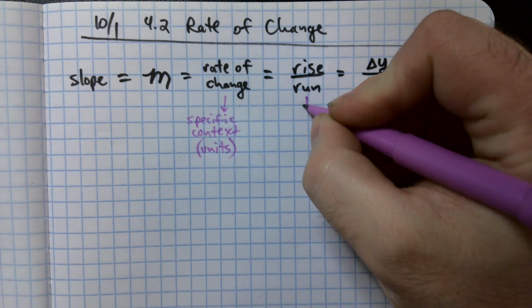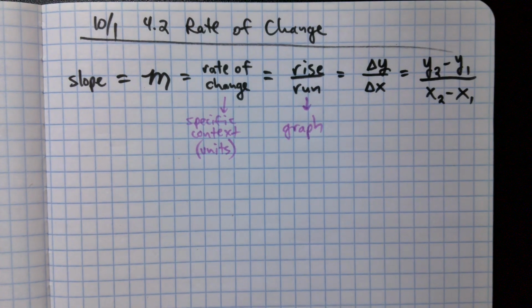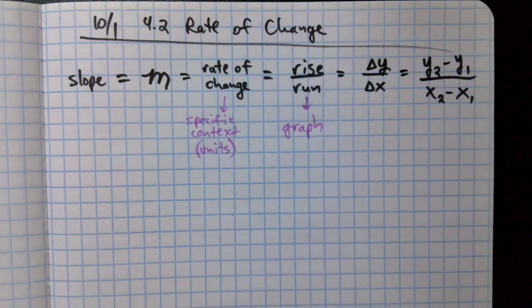Rise over run, I know I'm going to use when I have a graph. If I want to find the slope on a graph, I've got to pick 2 points, count the rise, count the run, put them in a fraction.